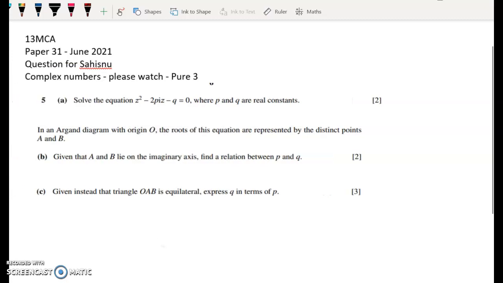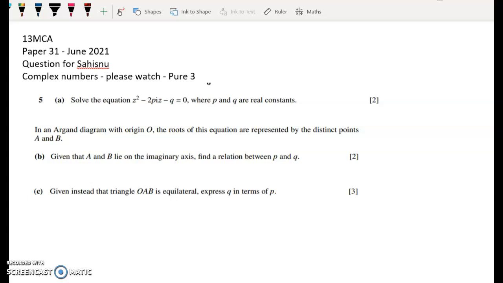Kia ora, Year 12. This question is a really good one on complex numbers that Sahisnu has sent me tonight. I'm going to do it in class, but I'm also making a video for you so that you can go over it thoroughly. It's just a little bit different, and you really have to think before you start trying to move on to the next bit. So let's read it right through.